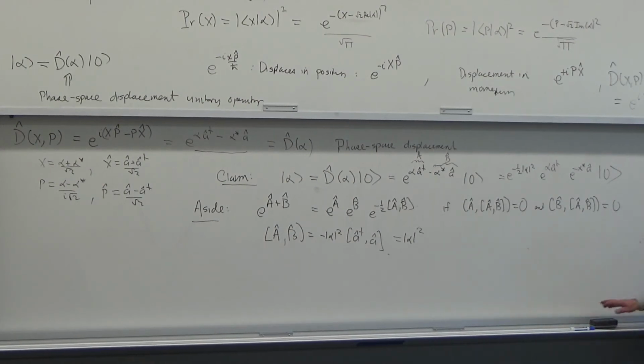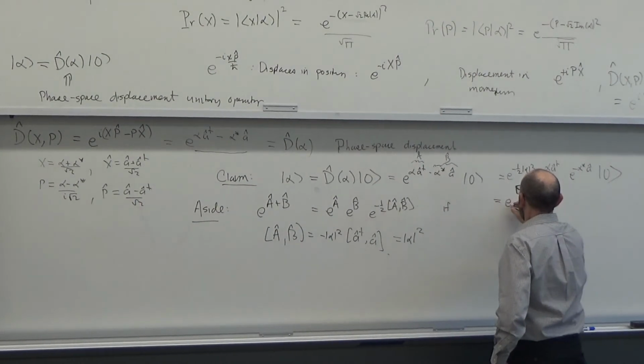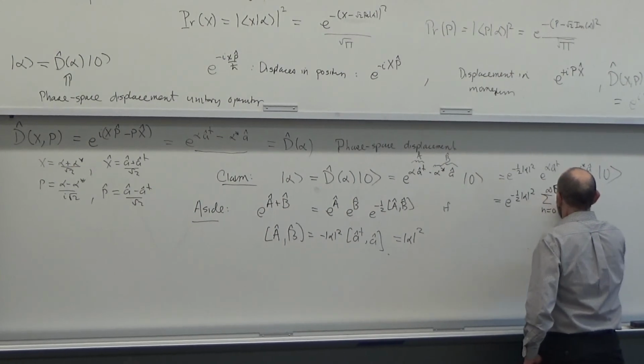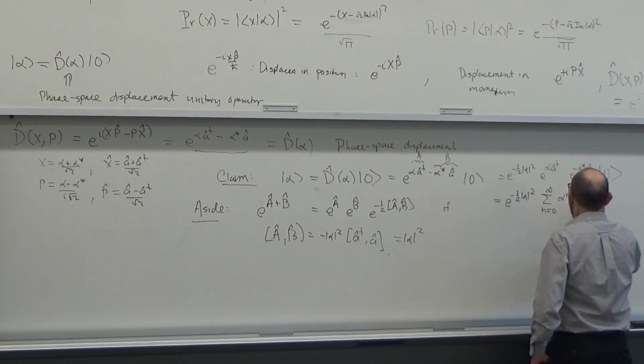Okay. What is this? When this applies to the vacuum, well, now I could do what Matt suggested, write this out in a power series. But every time the annihilation operator acts on the vacuum, I get 0. So this is going to be e to the 0, which is 1. And now I'm going to write this out in a power series, alpha to the n, A dagger to the n, over n factorial.